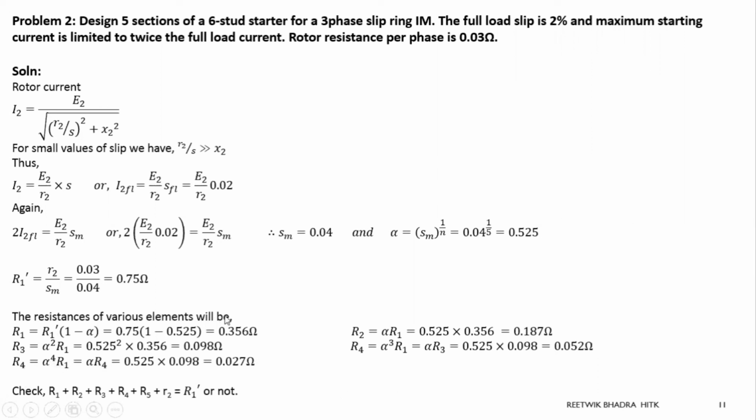All calculations are done, and at last you have to do one check: R1 plus R2 plus R3 plus R4 plus R5 plus a small r2 gives you R1 dash. So you have to check this last, then only all these answers come out correct. That thing you have to check.